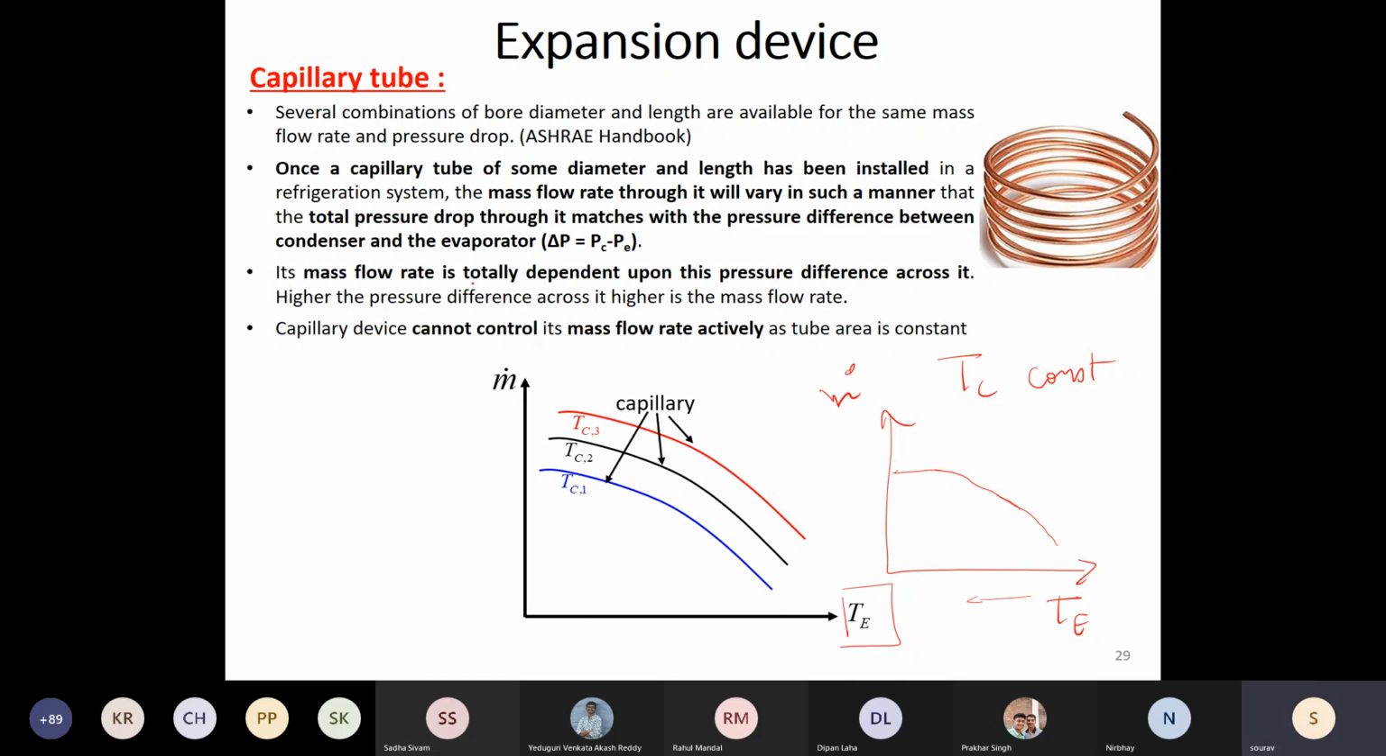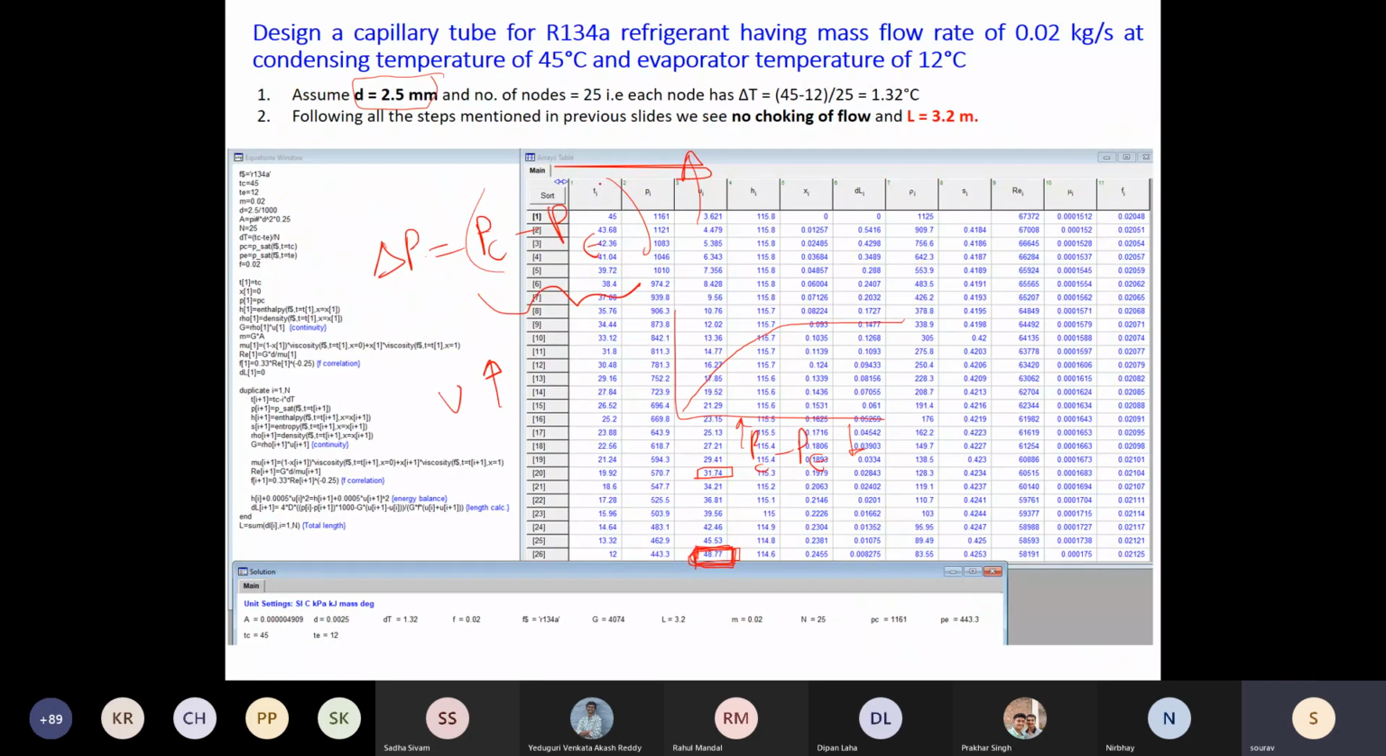So mass flow rate is totally dependent upon this pressure difference. So you have sized it for 45 and 12, and we were able to get this non-choking flow with this particular diameter. But suppose you operate this for -20 degrees C, there is a chance of this getting choked.